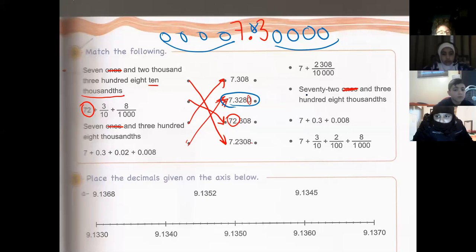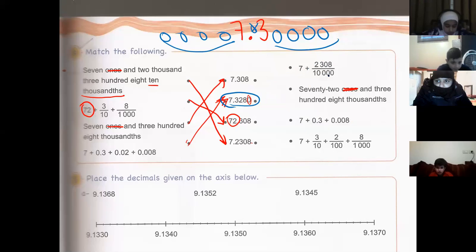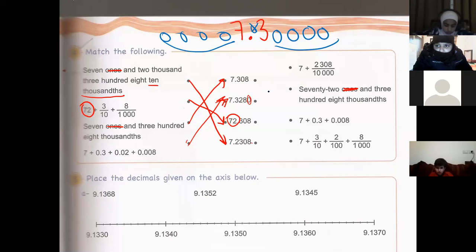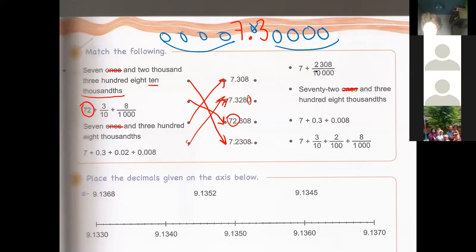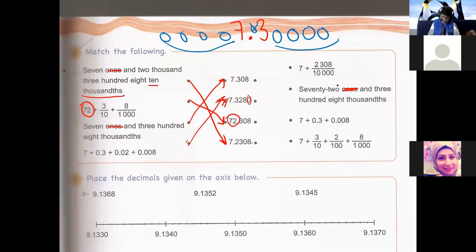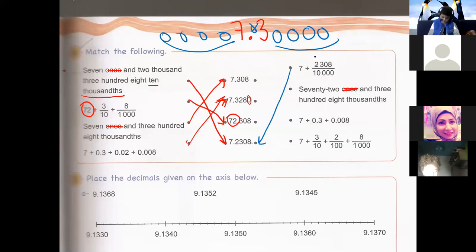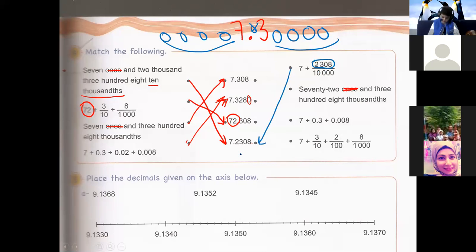Jawad Shamseddine. Yes, teacher. The other side, 7 plus 2,308 over 10,000. Which one is the correct choice? It's easy. Look, Jawad, what did we write here? 2,308. Yes. It is the last one. The last one, bravo. Okay. So the decimal part should be 2,308.